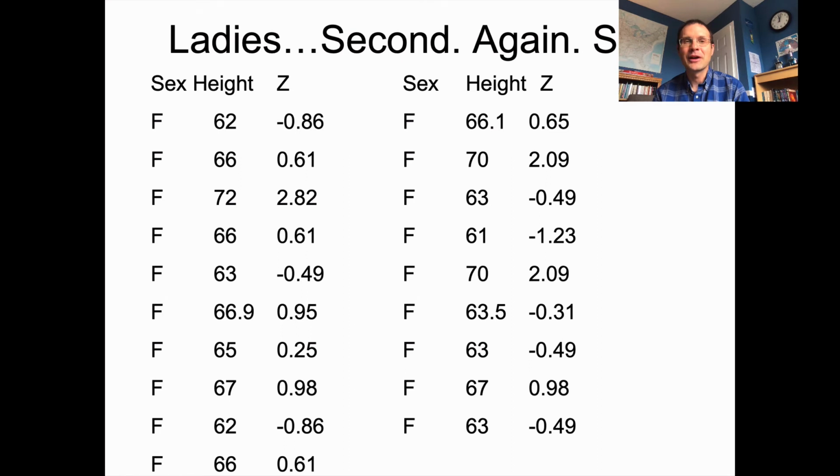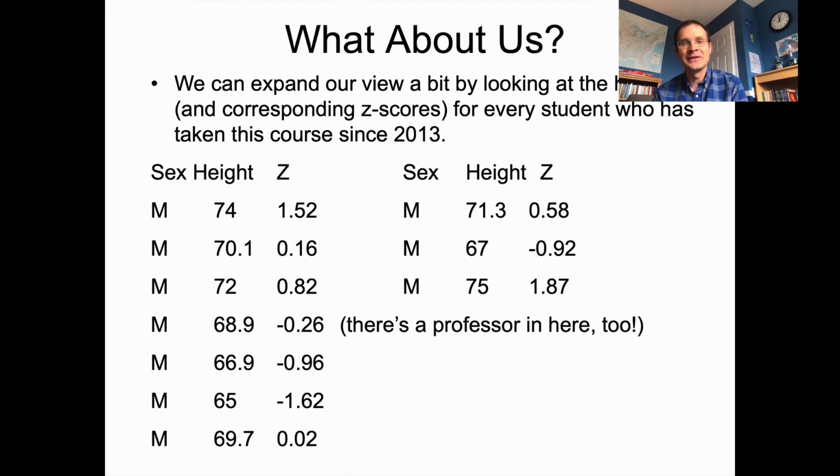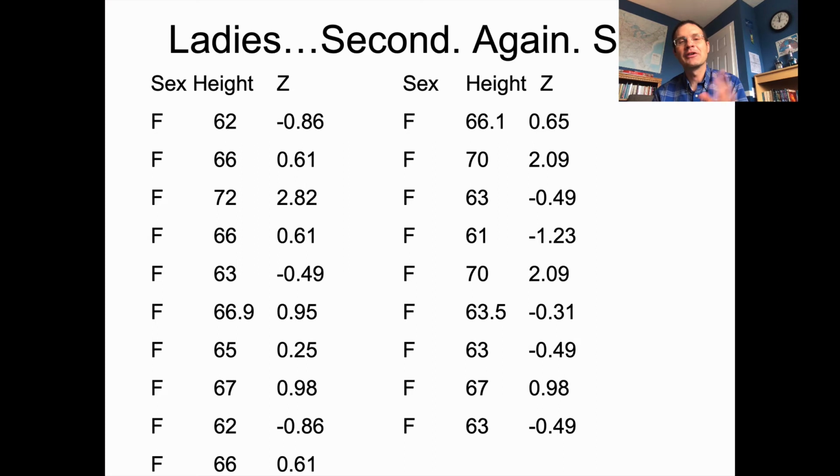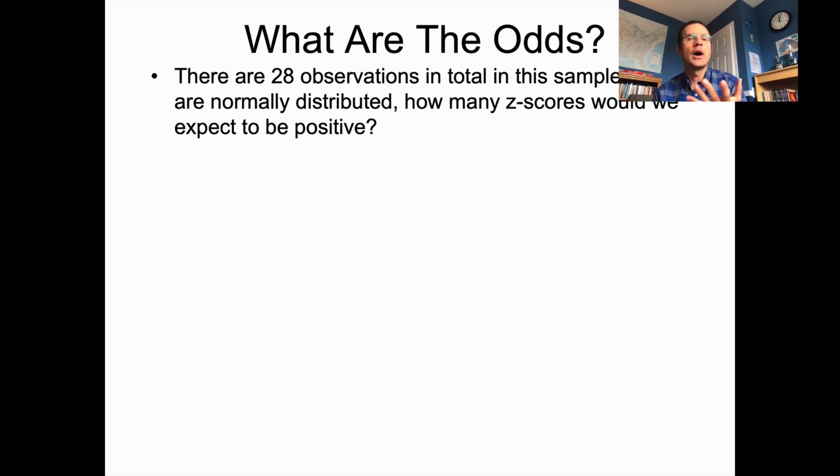Again, not going to dwell on this any further, but here's the data. And the data for the men is on this slide as well. What I want to ask, having gone through this exercise, and this is what I normally ask in class, is, well, there are 28 observations in total in this sample. If they're normally distributed, how many z-scores would we expect to be positive? You can think about that for a second. But remember, the normal distribution is symmetric, right? So there should be just as many positive z-scores as there are negative z-scores. And so if you have 28 and you're evenly dividing that in half for both the positives and negatives, you'd expect 14 of these z-scores to be positive. Well, how many z-scores do we actually have that are positive? It turns out we have 16.